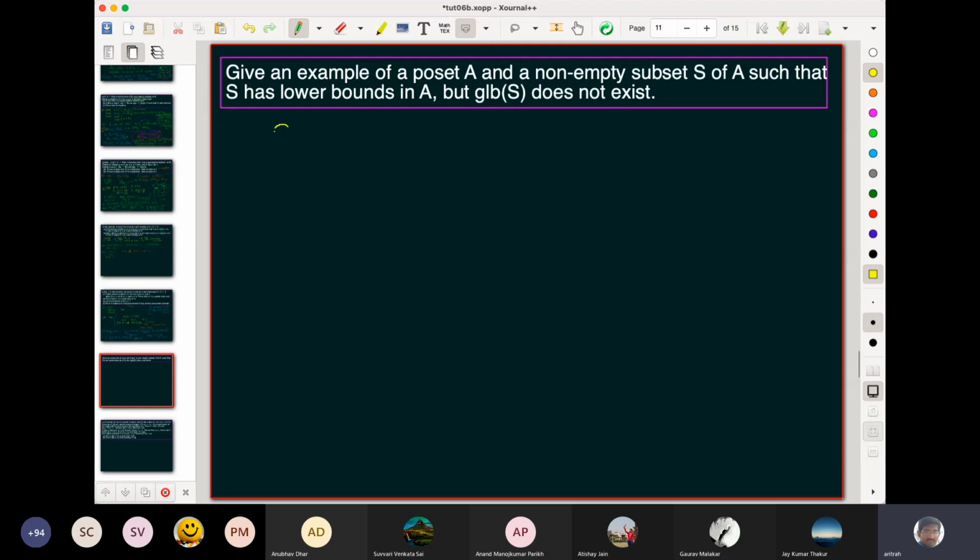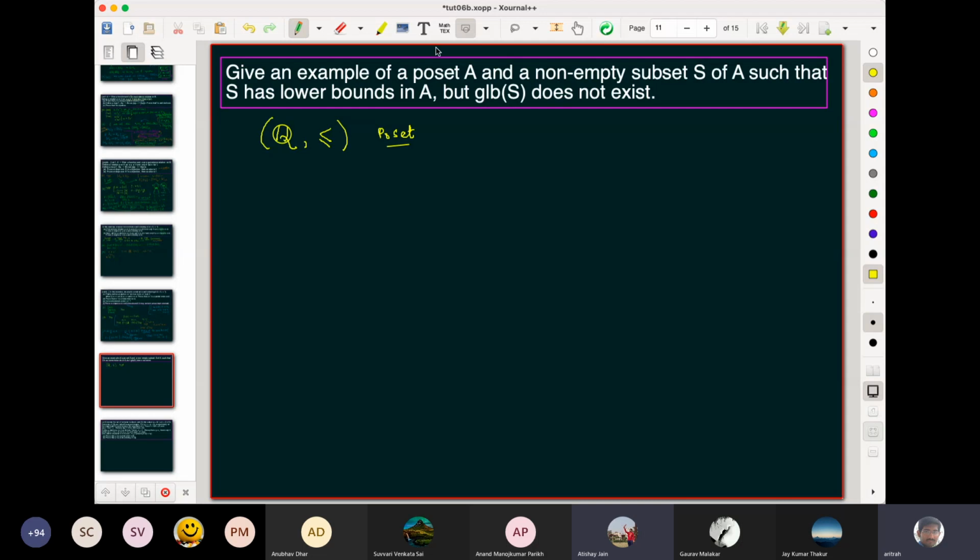Okay, let me give you a good example. Due to lack of time, I'm just giving it. You can make the set of rational numbers with the less than or equal to relation. This is a standard poset, right? Yes or no? The set of rational numbers with less than or equal to is a poset. Agreed?